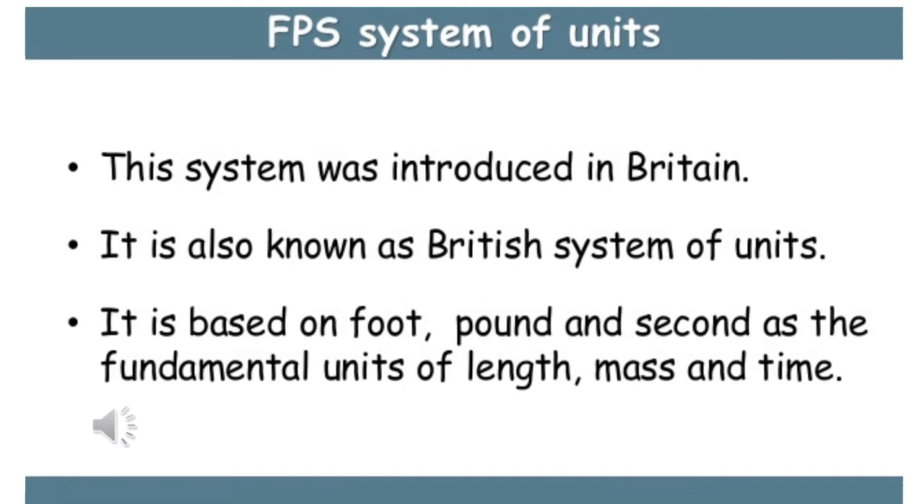The next system of units is the FPS system. It is also called the British system of units, and it was developed and introduced in Britain. It is based on foot, pound, and second as the fundamental units of length, mass, and time. For example, in the FPS system we use foot as the unit for length, pound as the unit for mass, and second as the unit for time.